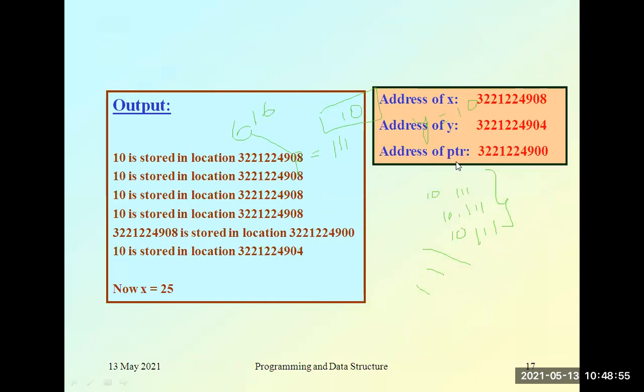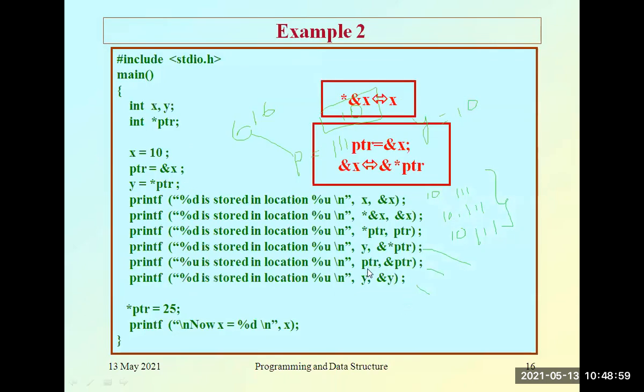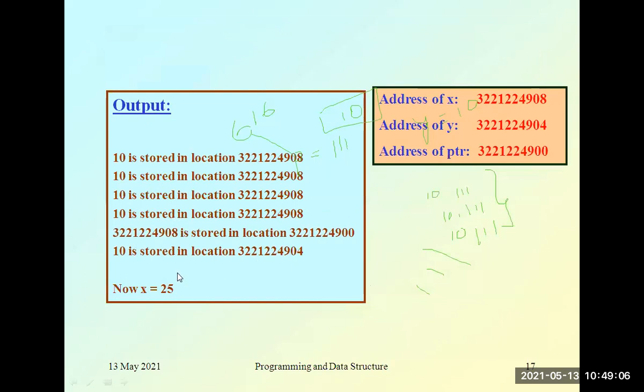Here this is the address of the pointer, 900. So that's why we get here the ptr address as the first address and the pointer address. Okay, so the last one is this.